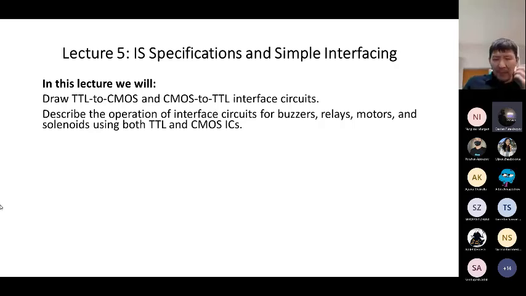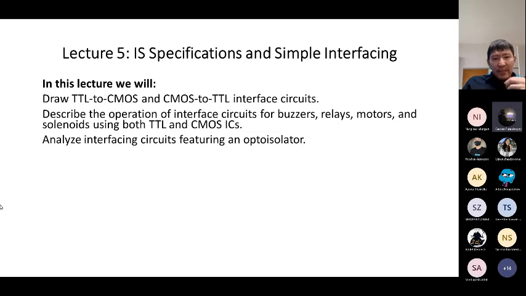Describe the operation of interface circuits for buzzers, relays, motors, and solenoids. I think this part is very interesting, because it's meaningless to study the digital system, just study the integrated circuit, but not use it. So our goal is to drive some outside devices, for example, buzzers, relays, motors, and solenoids. Actually, it's the goal of any digital system: it should give us some output. The output may be some kind of information, but it can be some kind of action, for example, when motors work and do some work.